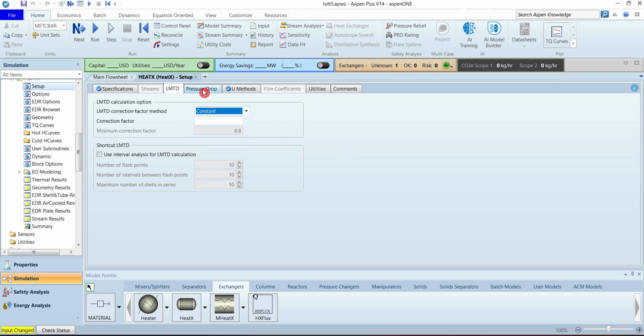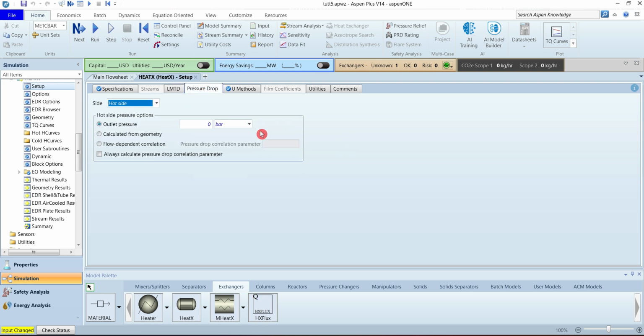For the pressure drop, we haven't specified any pressure drop. By default, it's a 0. You can notice under pressure drop. If you do know any pressure drop value, you can specify over here for the hot side as well as for the cold side. So these are additional informations. We have to be careful about it when we are simulating the base cases.